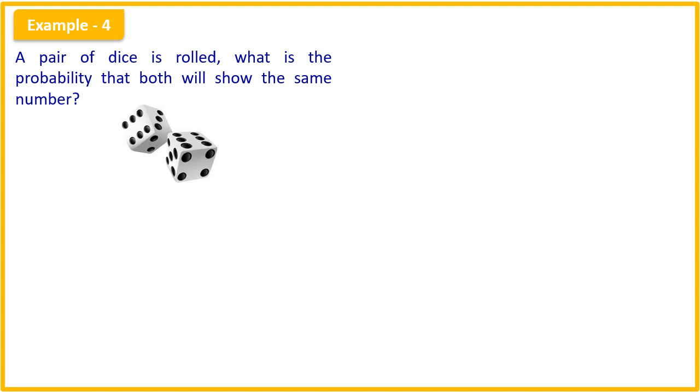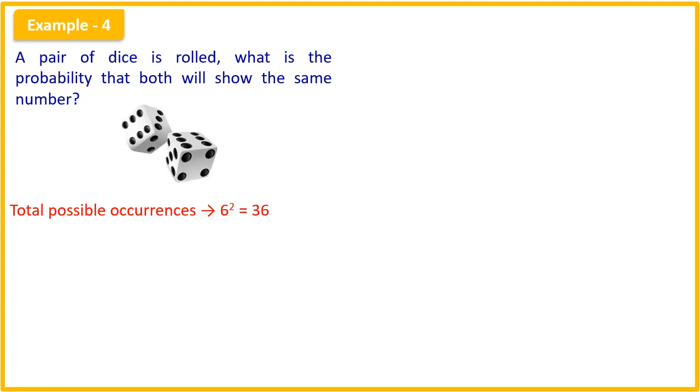Let's take an example of a dice. A pair of dice is rolled. What is the probability that both will show the same number? So when we are rolling one single dice, our total possible outcomes are 6. But when we are rolling a pair of dice, our total possible outcomes will be 6 squared, so 36.